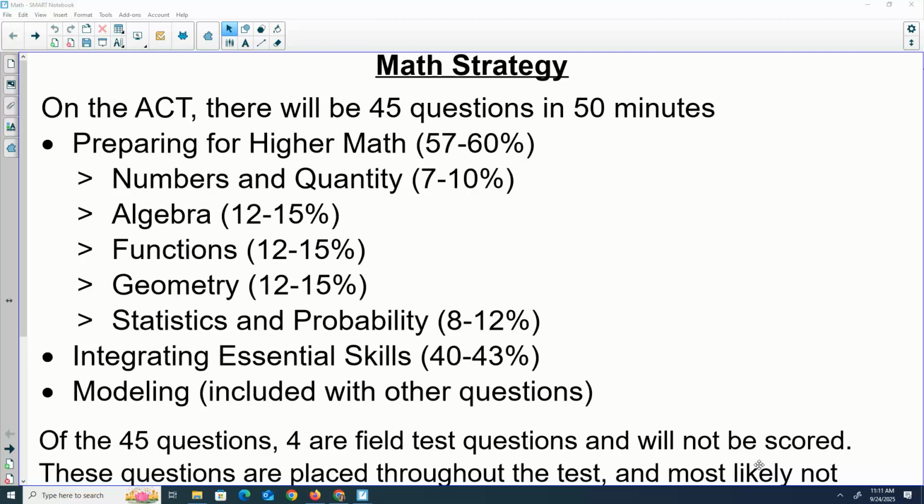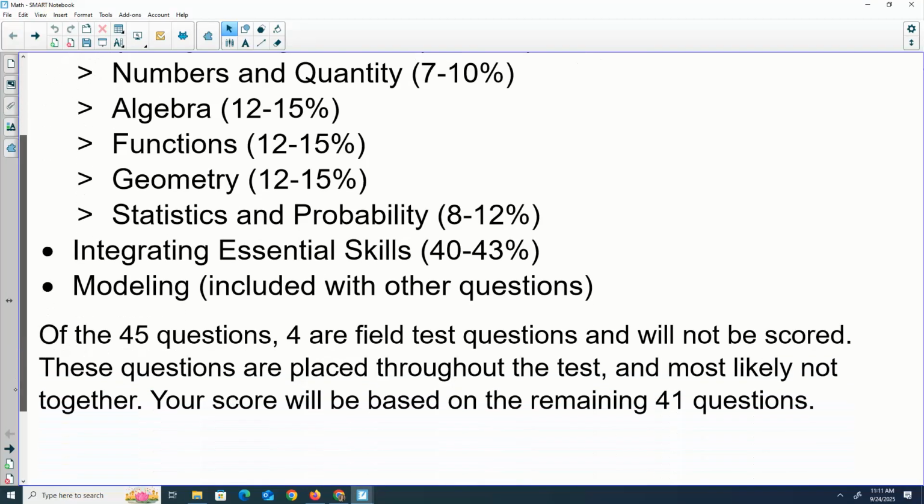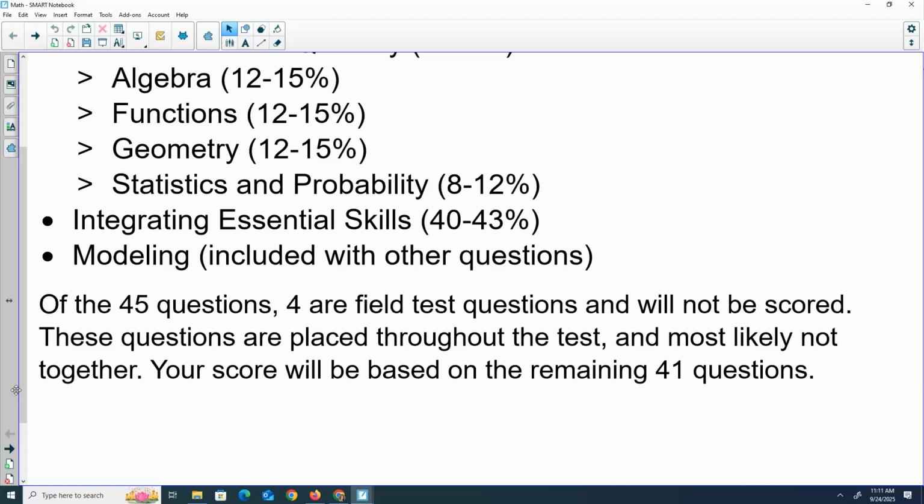The word problems are all integrated with other questions, so it's not just a set number of word problems. It's just throughout, they use the word problems to assess these other ideas. Just kind of an information piece.